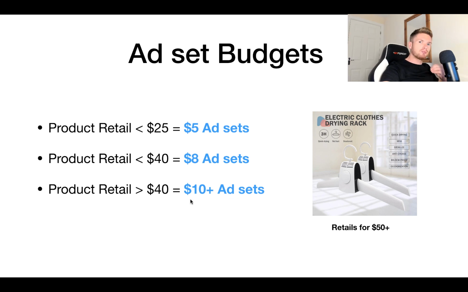Generally, the higher the product cost, the lower your conversion rate will be. So you're going to have to get more traffic to your store. You're going to have to reach more people, and that means spending a bit more money in order to gather significant data to determine whether or not your campaign or product is a winner. So in this case, for this electric drying clothes rack, it retails for about $50. So we're going to do at least $10 per ad set.